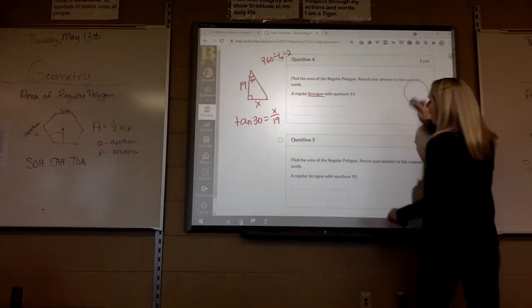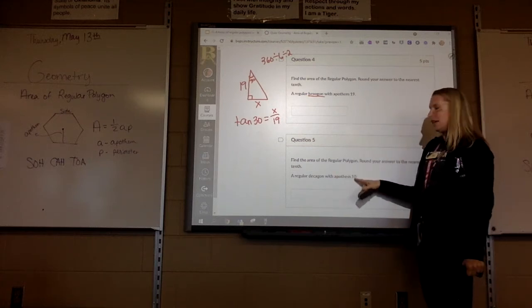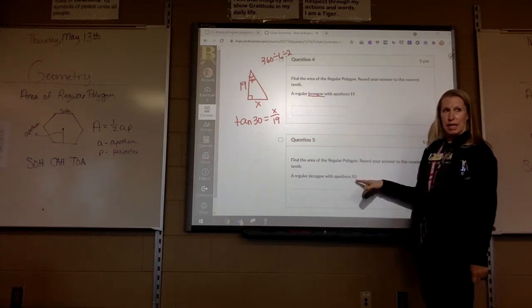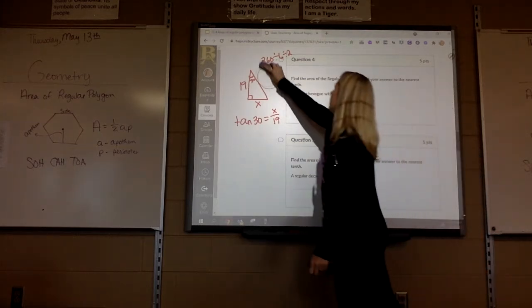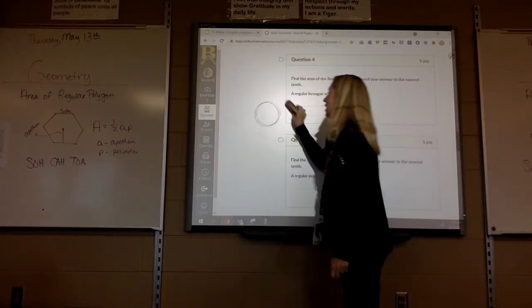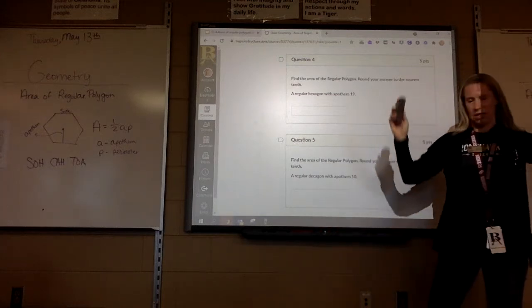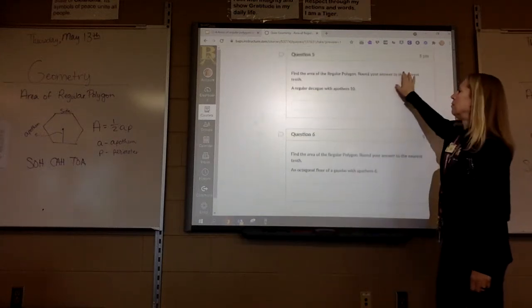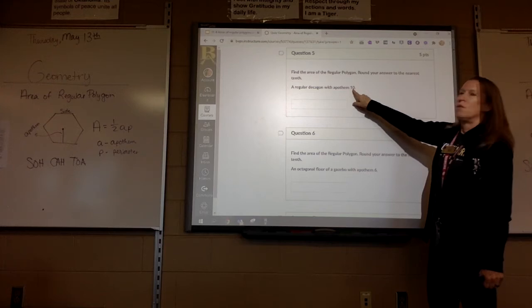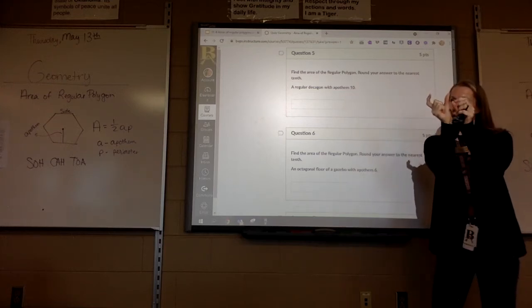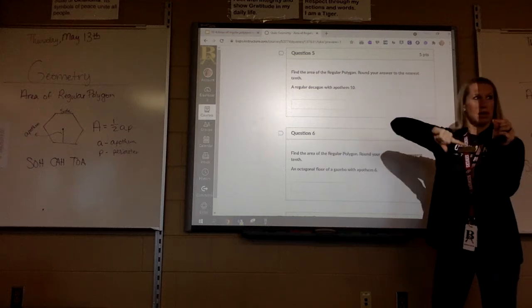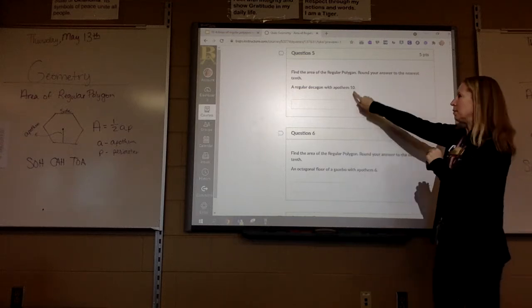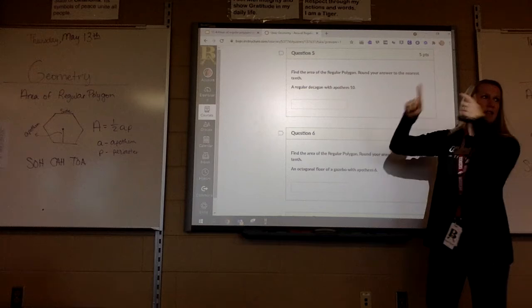Okay, so number 5, you're also given an apothem as 10. Do you know how many sides a decagon is? 10. Okay. So the apothem is 10, the number of sides is 10. You're going to see 10s all over the place. Once you get that bottom side piece, don't forget to times it by 2 and then times it by 10 to get the perimeter. And then you got to times by 10 for the apothem and then divide by 2.